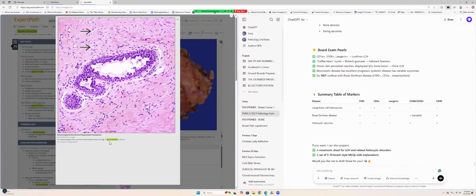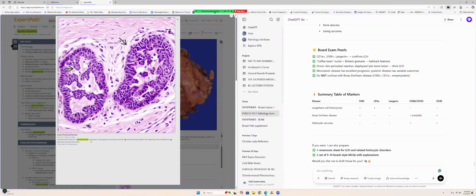Pseudoangiomatous stromal hyperplasia, PASH, of gynecomastia is shown here. Characteristic features of gynecomastia are shown, including loose periductal stroma and ductal hyperplasia. This is ductal hyperplasia with tapering tufts of epithelium. Perfect, that's all.